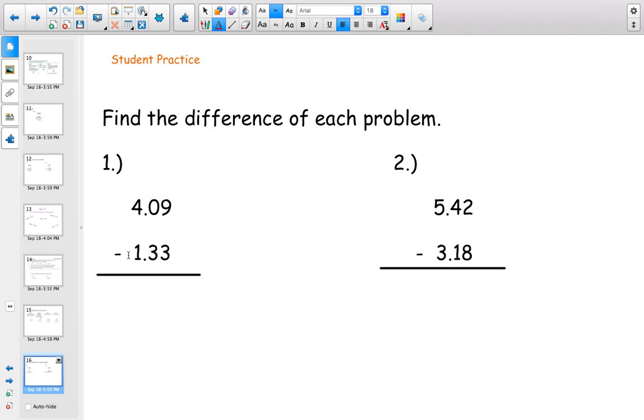Okay, I want you guys to try this on your own. Try number 1. 4 and 9/100 minus 1 and 33/100. Click submit when you're ready.